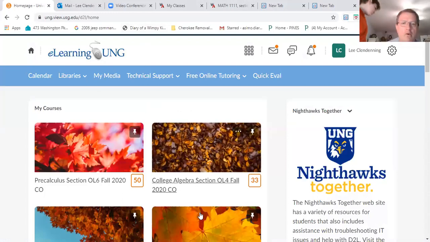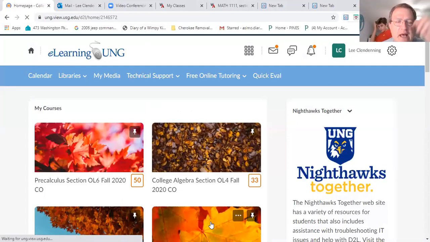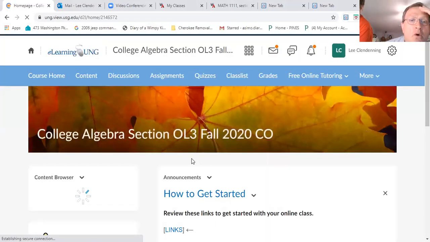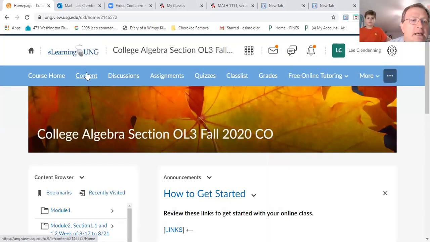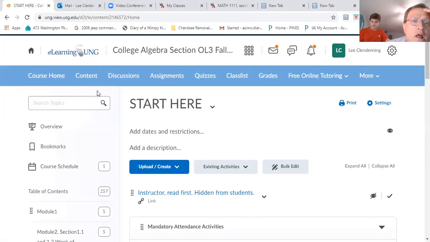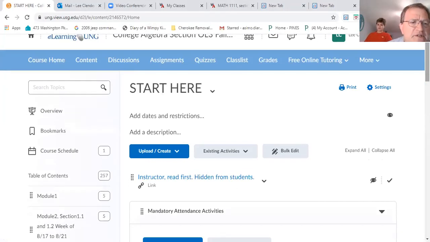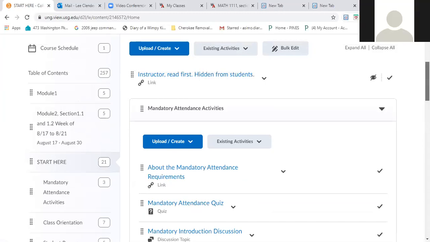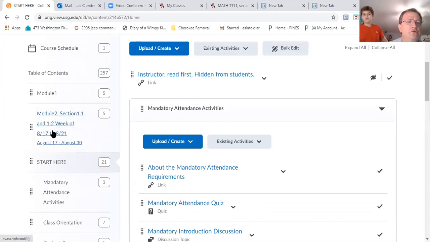Okay, so both college algebras are the same, so I'm just picking one of them. Okay, let me see. We hit content. I assume y'all can see this. Yeah, we can see it. Okay, good. So module 2, 1.1 and 1.2. So this week.